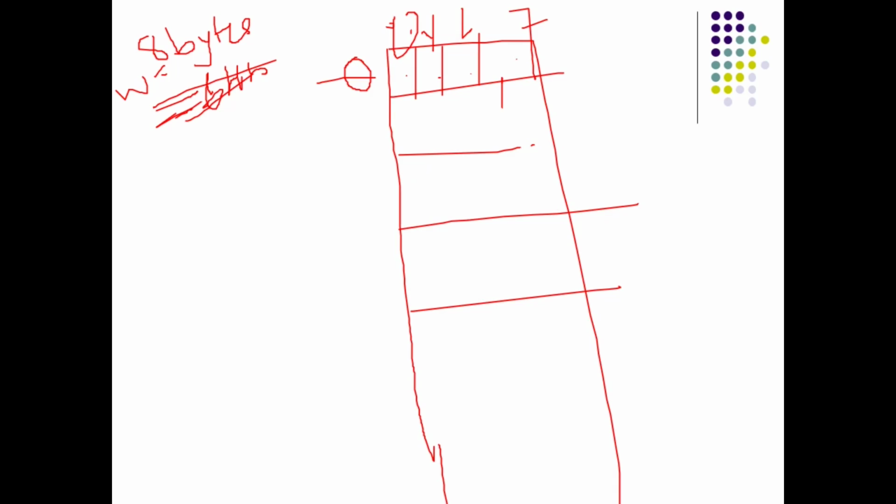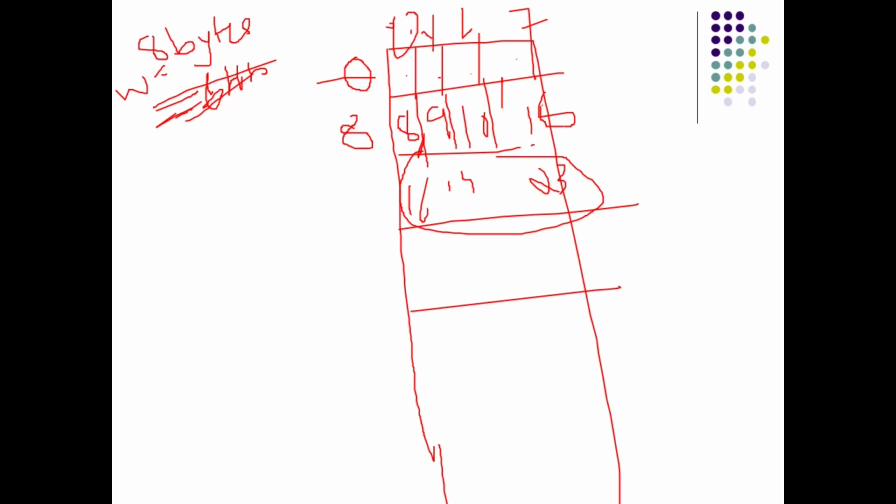So 0. Now the next 8 bytes in another word start from 8, 9, 10 up to 15. You can count it, 8 bytes, 8 to 15. So here the word address is 8, the address of the starting byte. Now let's see the third word. Here address 15 is over, so the next addresses are 16, 17, 18 up to 23. In this word the starting address is 16, so the word address is 16. Next is 24. Next is 32.